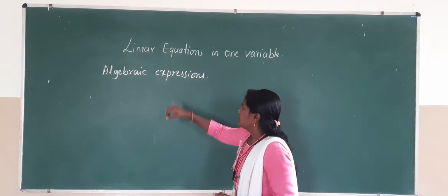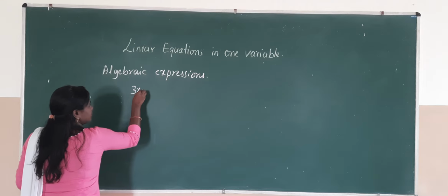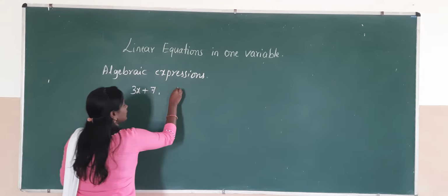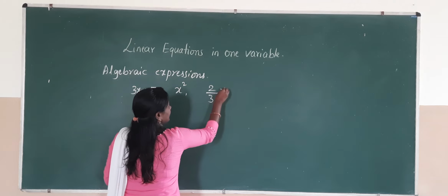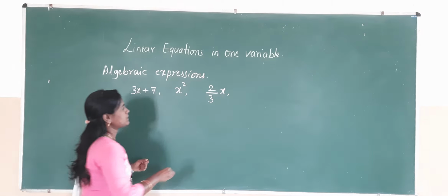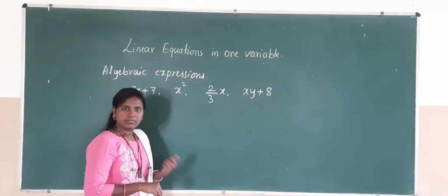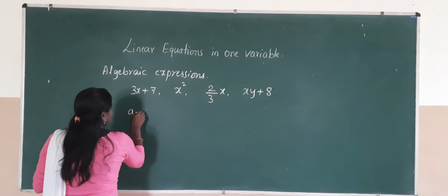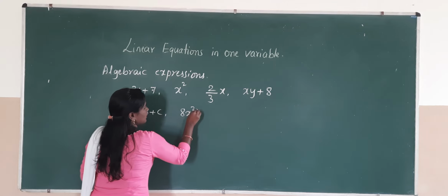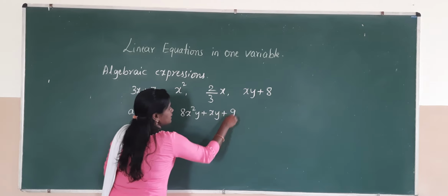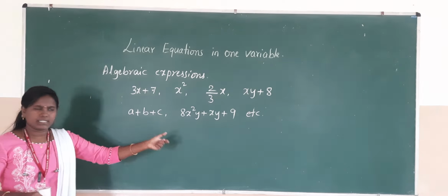You know already. The algebraic expressions, if you take some examples, it may be 3x plus 7. If I am taking x squared, it is also an algebraic expression. If it is 2 by 3x, it is an algebraic expression. Or you can take xy plus 8, or you may take a plus b plus c. Yes, it may be 8x squared y plus xy plus 9, etc. All these are some algebraic expressions, isn't it?